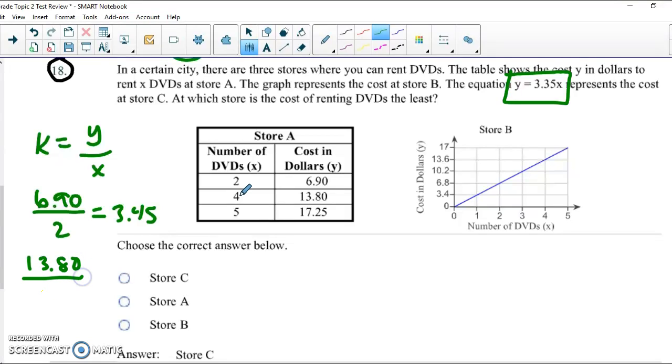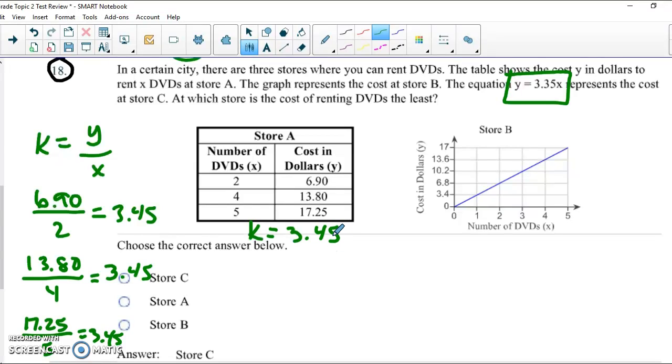Now I'm going to look at the second row in my table. $13.80 divided by 4 also gives me $3.45. And as I look at my final row in the table, my Y to X ratio is 17.25 divided by 5, which also is 3.45. So my constant in this table is $3.45.